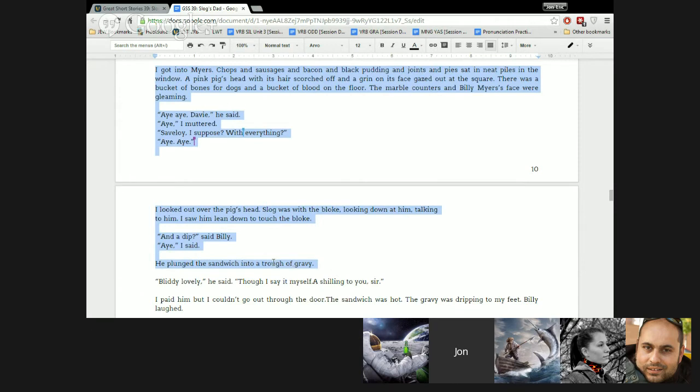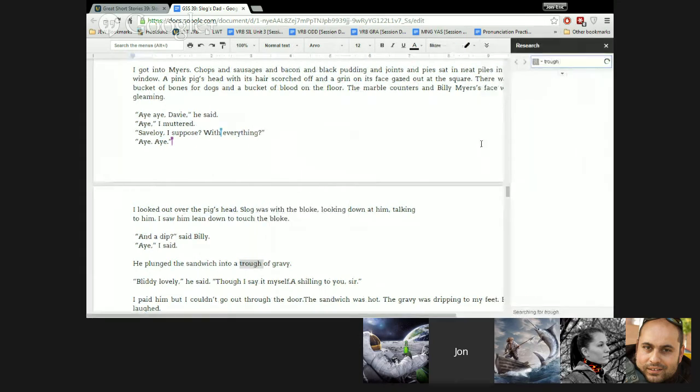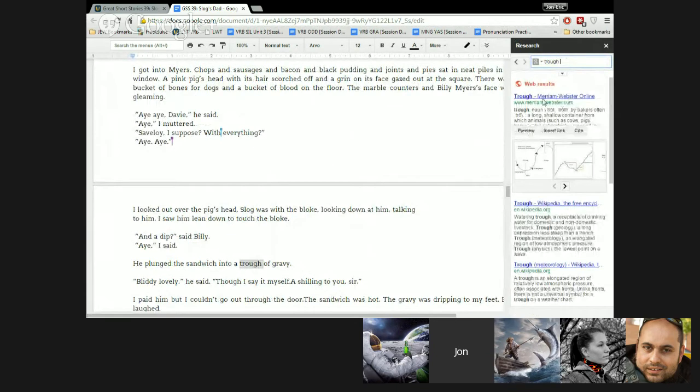You know what a trough is? No idea. I'm going to put a link there. You guys can do the same if you like. I'm going to use whatever dictionary definition comes up, and you can see on the screen the Merriam-Webster definition. A trough is a long, shallow container from which animals, cows, pigs, eat. So it's a trough of gravy.